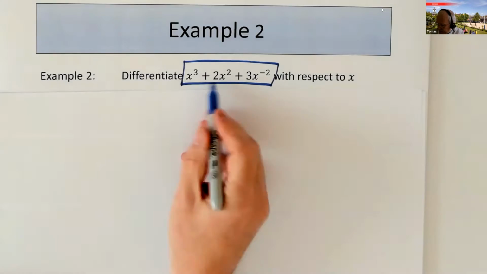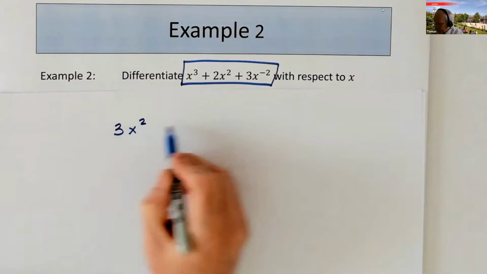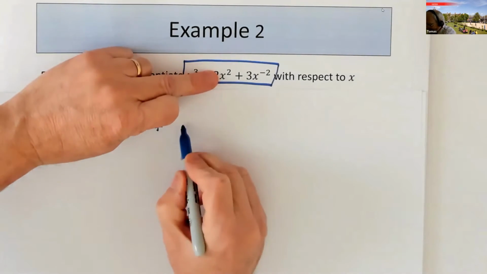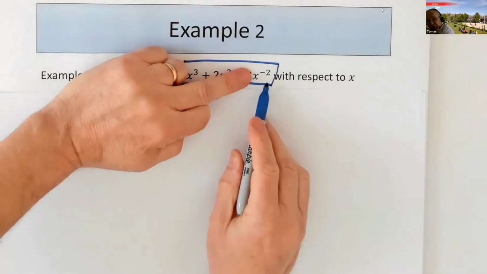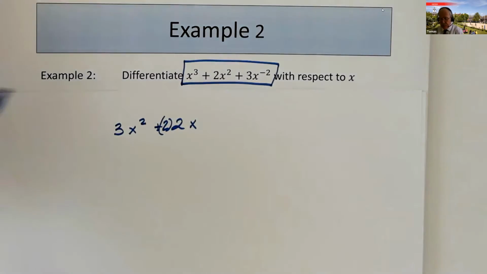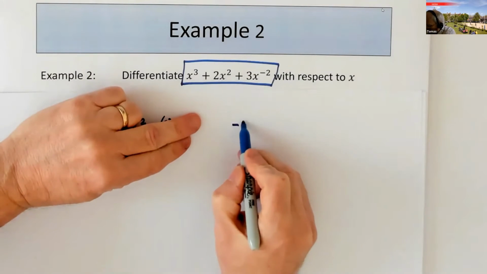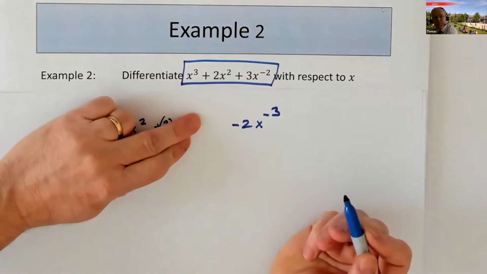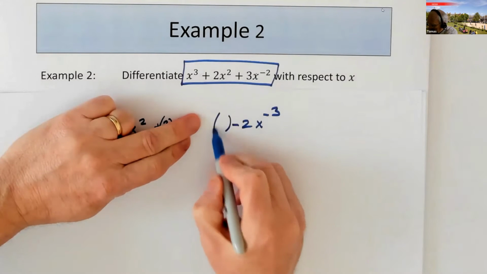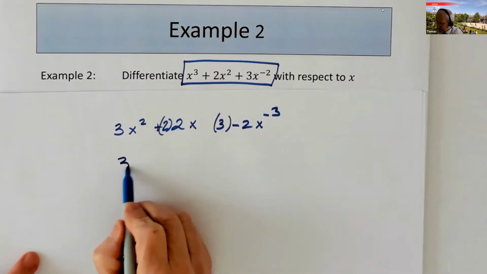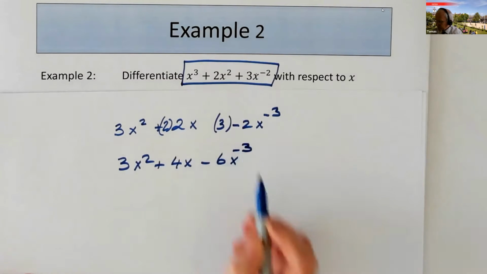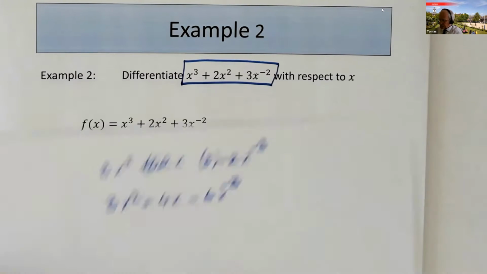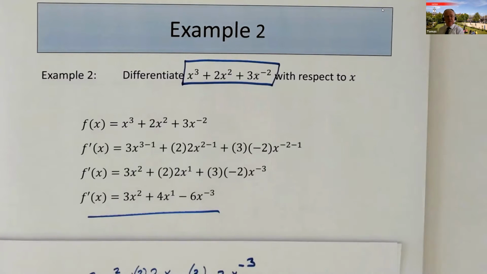So x cubed, we take down the 3 and we get 3x squared. The x squared, we take down the 2, that becomes 2x, multiplied by 2. X to the minus 2, well, no reason why we can't use the minus 2. So it becomes minus 2x to the minus 3. But there's 3 of them. So we get 3x squared plus 4x minus 6x to the minus 3. And that's how that works.